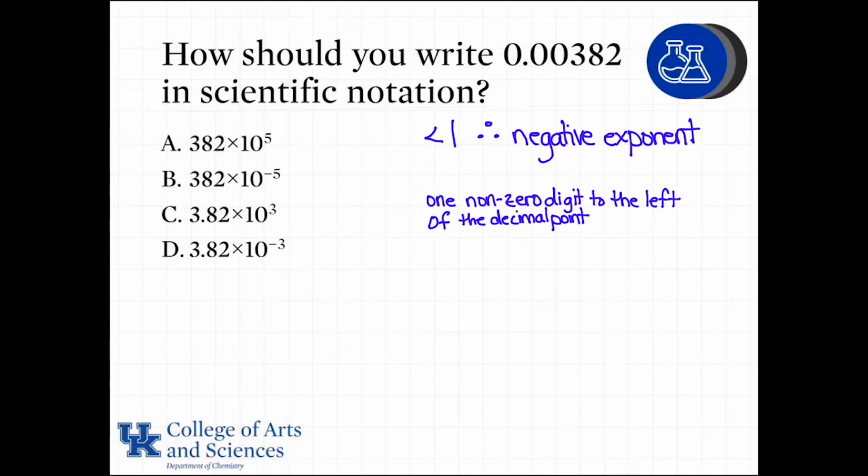When we look at our value in standard notation, we see that we are going to move the decimal point 3 places so that we have a 3 to the left of the decimal point, and as a result, our answer is 3.82 times 10 to the minus 3. We have one non-zero digit to the left of the decimal point, we moved our decimal point 3 places to the right, and our original value is less than 1, so our exponent must be negative.